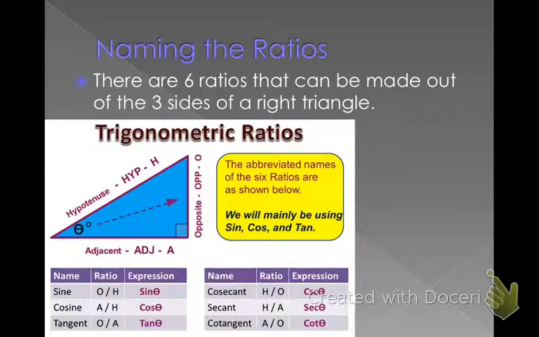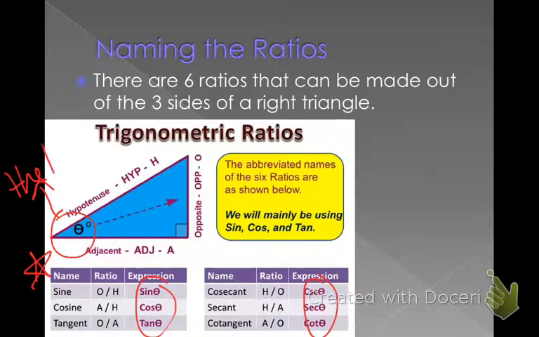We discussed this in class, that there are 6 ratios that can be made out of the 3 sides of a right triangle. Please memorize these 6 names and their abbreviations: sine, cosine, tangent, cosecant, secant, cotangent. And here's our symbol theta, representing an unknown angle.